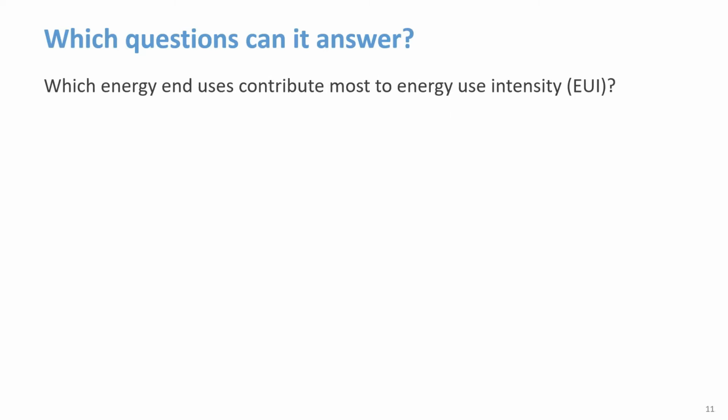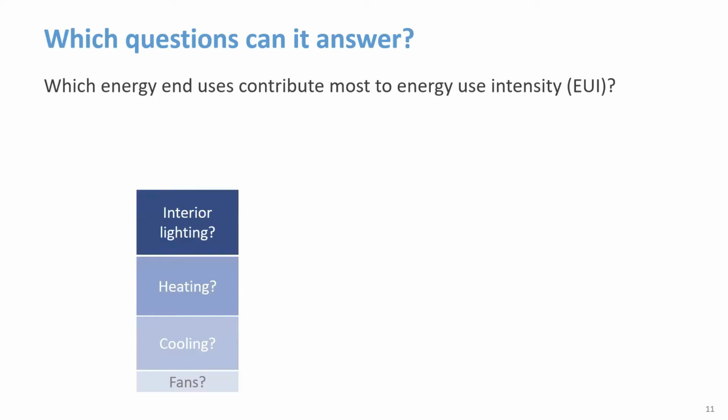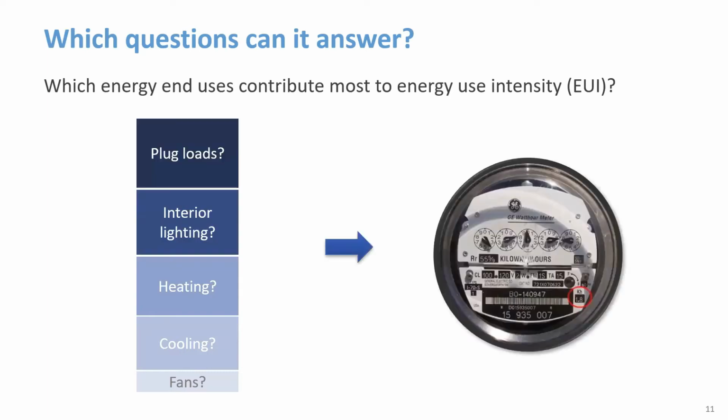So which energy end uses contribute the most to energy use intensity? So a simple box model can estimate how much energy is consumed for each end use, like fans, cooling, heating, interior lighting, or plug loads. And this information can be really useful on projects with energy performance goals. It helps to focus attention on the systems that are responsible for the most energy consumption.